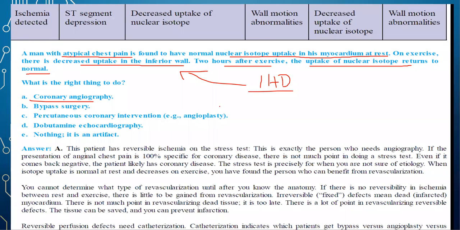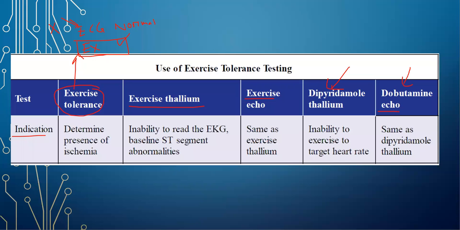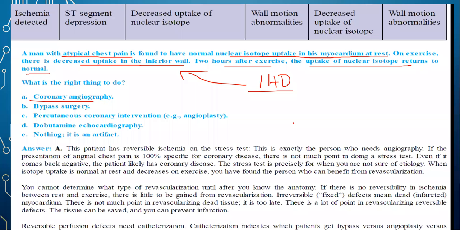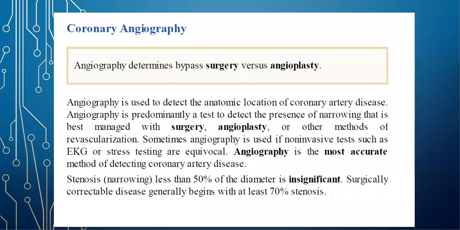Okay, so coronary angiogram is indicated if any of these tests come back positive. If the stress test is positive, you need to send the patient for coronary angiogram. If any of these tests come back positive, the next test will be angiogram. So angiography determines whether this patient is normal or needs bypass surgery or angioplasty, which is stenting. So angiogram is used to detect the anatomic location of the coronary artery disease.